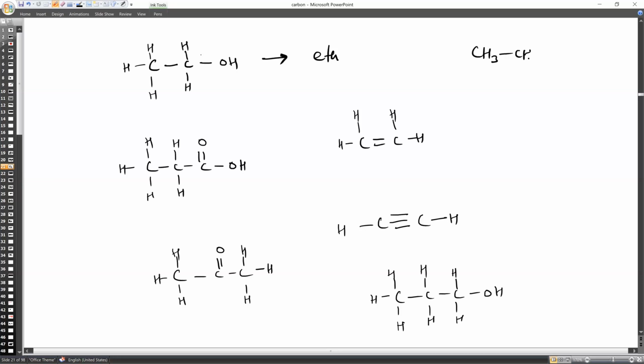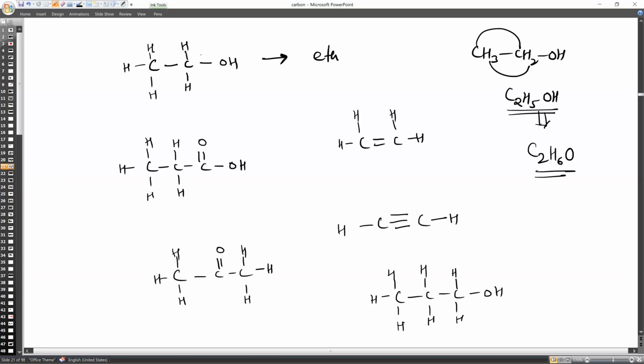You can write it as CH3CH2OH, and this can simply be written in compressed form as C2H5OH. It can be further written in a more compressed form, which you will learn when we do the questions. It can be written as C2H6O. So this formula can be written as CH3CH2OH, as C2H5OH, or as C2H6O.